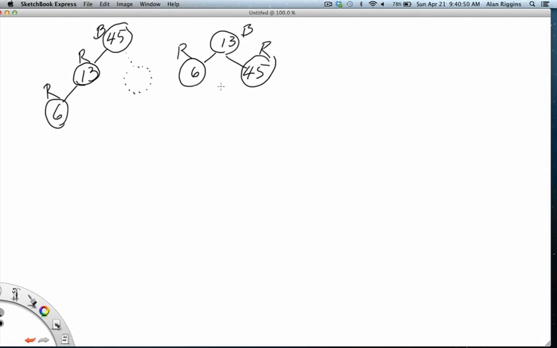All right, now let's insert an 85. And new insertions are, of course, red. We now have a red violation. The 45 and the 85 are both red, but we have a red aunt. Therefore, we need to do a color flip. So we're going to toggle the color of the aunt, the parent, and the grandparent. The child is untouched.